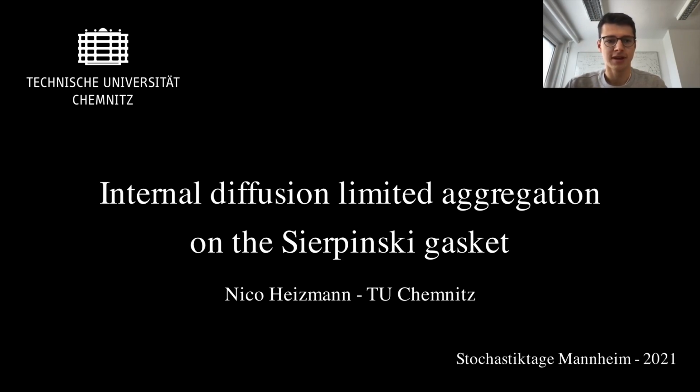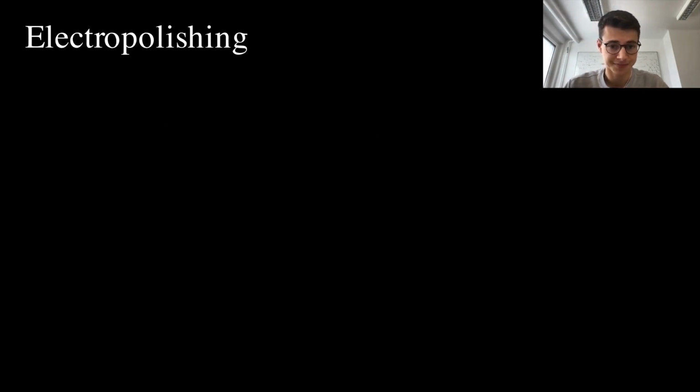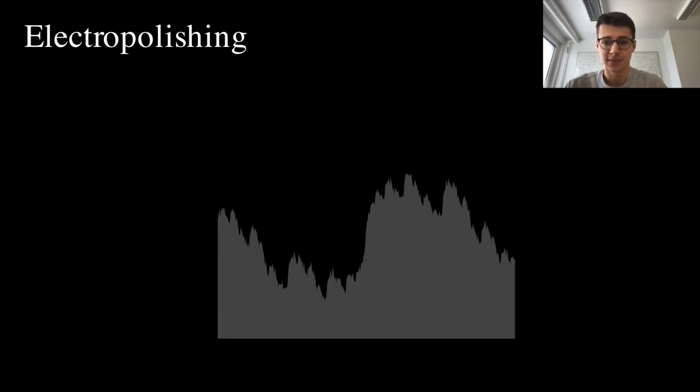And I want to start off with a little motivation, or rather how Meakin and Deutch introduced the IDLA model in 1986 as a model for chemical annihilation processes. One example for such a process is electropolishing. In electropolishing, one has a metallic object with a rather rough surface. Electropolishing removes this roughness, and this results in a smoother and therefore more shiny surface.